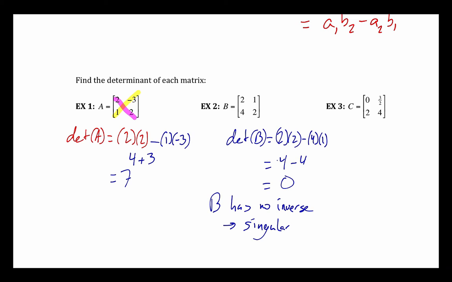Pause the video and try matrix C on your own, and then when you're done, come back. Clearly you paused, we're back. So we got determinant of matrix C equals 0 times 4 minus 2 times 3 over 2. We end up with 0 minus 3, which is negative 3. So unlike some other examples, you are allowed to have negatives for the determinant of matrices.